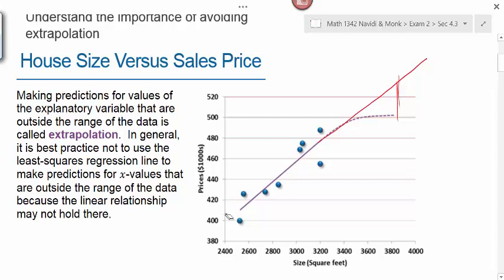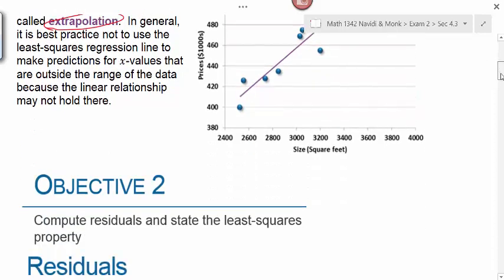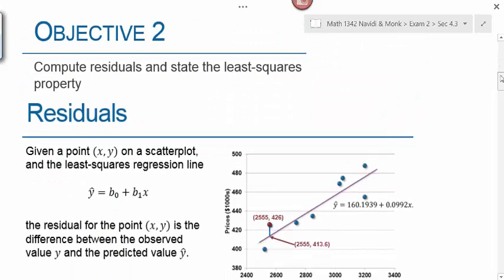That's why you never want to predict beyond the range of your data. So we would use the minimum and the maximum values from our data set to say, okay, we're only going to predict Y values within this range of values. Avoiding doing that thing that's called extrapolation is what you do whenever you predict beyond your data set. Don't do it. Objective 2 is computing residuals and then stating the least squares property.